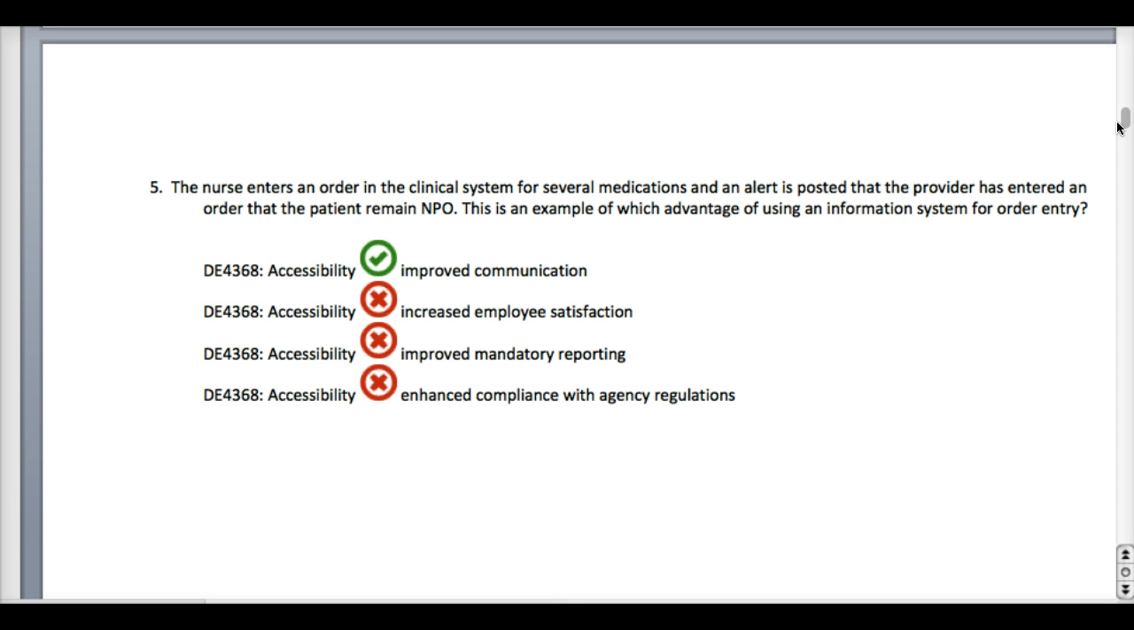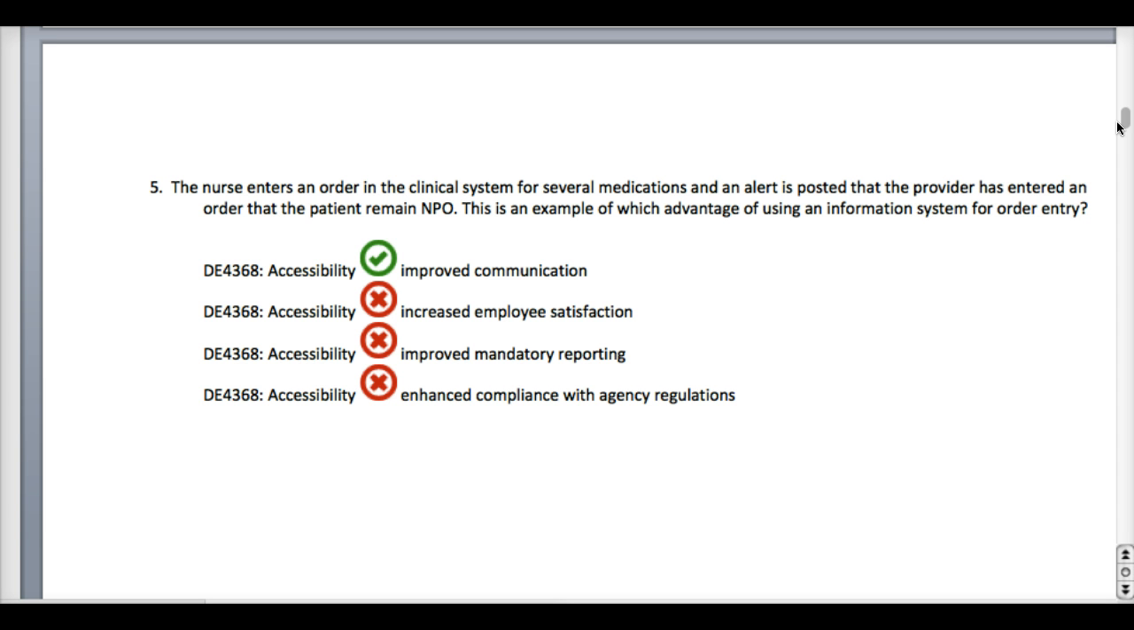So let's take a look at the answers. Improve communication. Well, that certainly is an answer I thought might be beneficial, as the provider has told me that the patient needs to remain NPO. So let's keep that answer. Increase employee satisfaction. Well, alerts are not really going to do that. Actually, sometimes alerts cause alert fatigue, and they sometimes decrease employee satisfaction with your electronic systems.